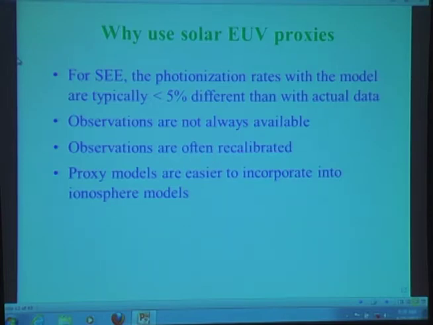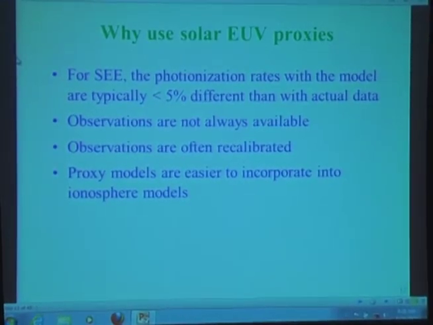One problem we have is that observations are sometimes a moving target, and the calculation you do with the observations today may be different from what you do in a year from now. So it's always a good policy to wait till the observations settle down to a certain extent. And of course, proxy models are easier to incorporate into ionospheric models.